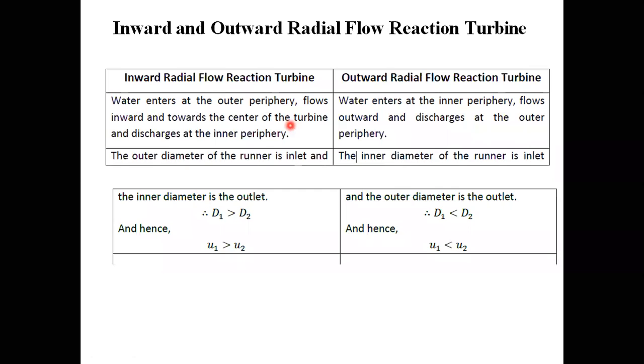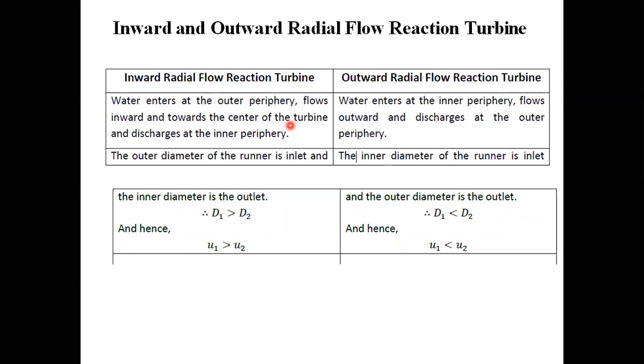Inward and outward radial flow reaction turbine. Here, what is the difference? In the inward flow turbine, water enters at the outer periphery, flows inward toward the center of the turbine and discharges at the inner periphery. In the outward radial flow reaction turbine, water enters at the inner periphery, flows outward and discharges at the outer periphery.